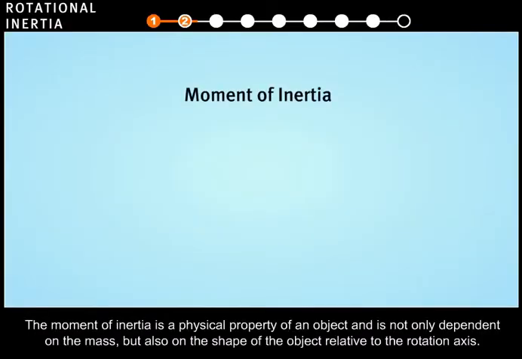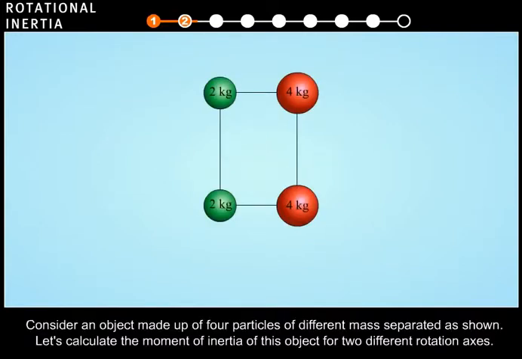The moment of inertia is a physical property of an object and is not only dependent on the mass, but also on the shape of the object relative to the rotation axis. Consider an object made up of 4 particles of different mass separated as shown. Let's calculate the moment of inertia of this object for 2 different rotation axes.